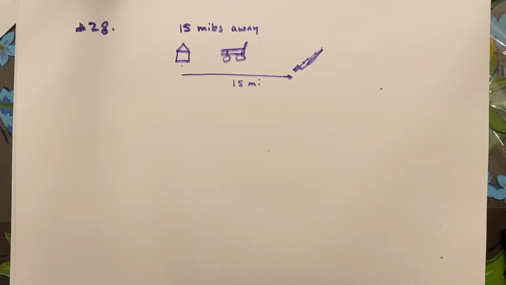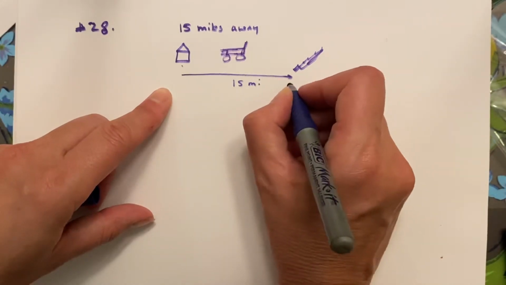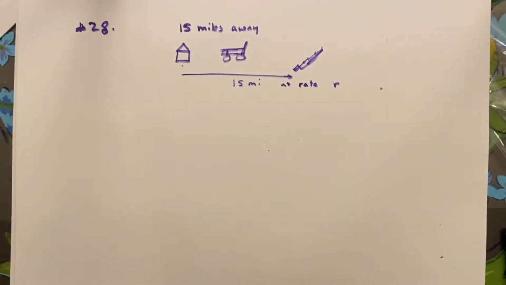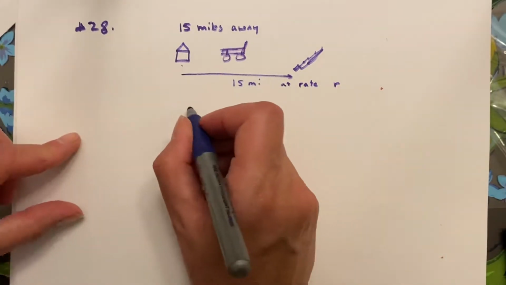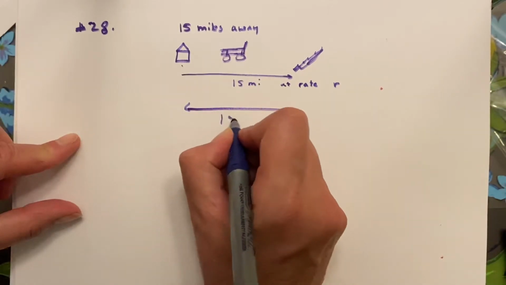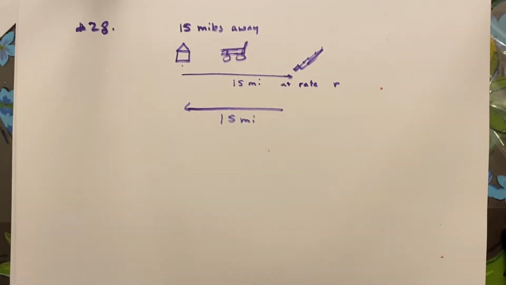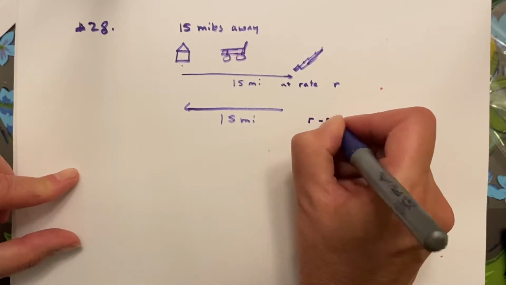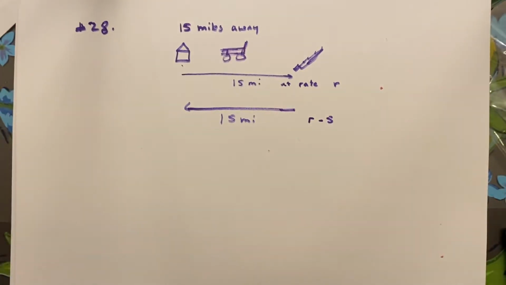And your average speed is 5 miles per hour less. So your average speed on the way there is R, at rate R. But on the way home, you're doing the same mileage, 15 miles, but your rate is going to be 5 miles per hour less. So R minus 5. Probably you're tired from a long day at the beach. Write an equation that gives the total travel time as a function of your average speed in miles per hour.